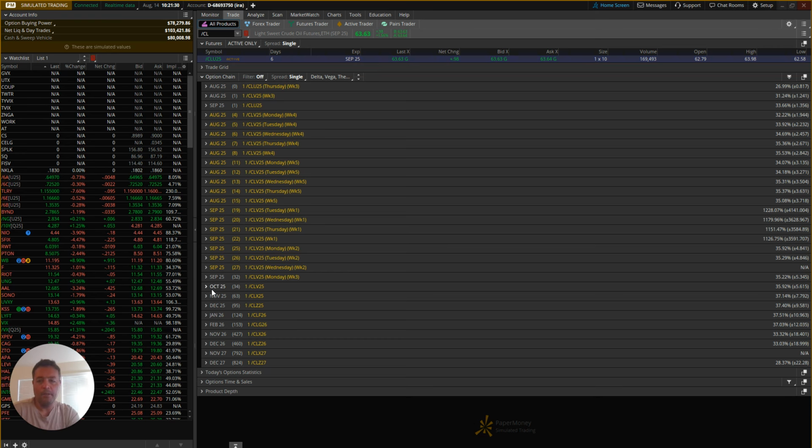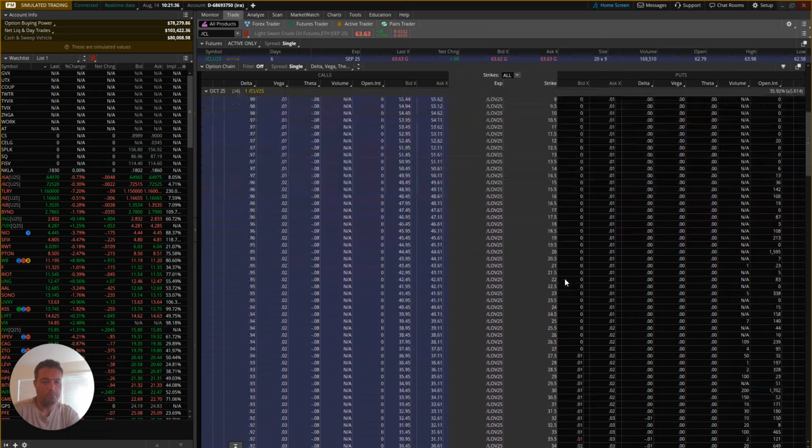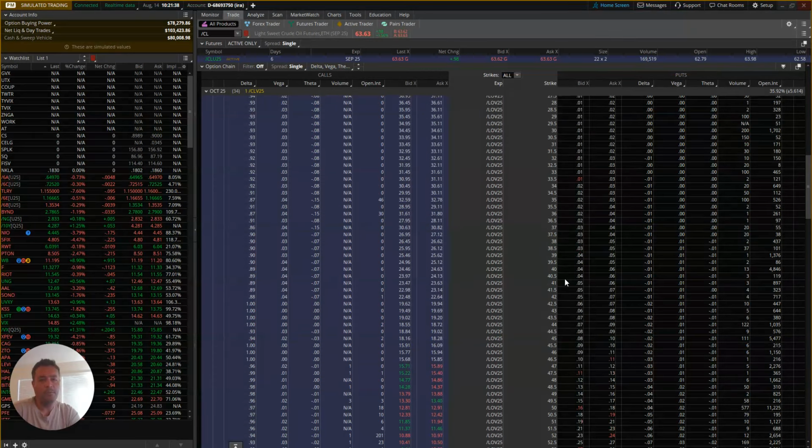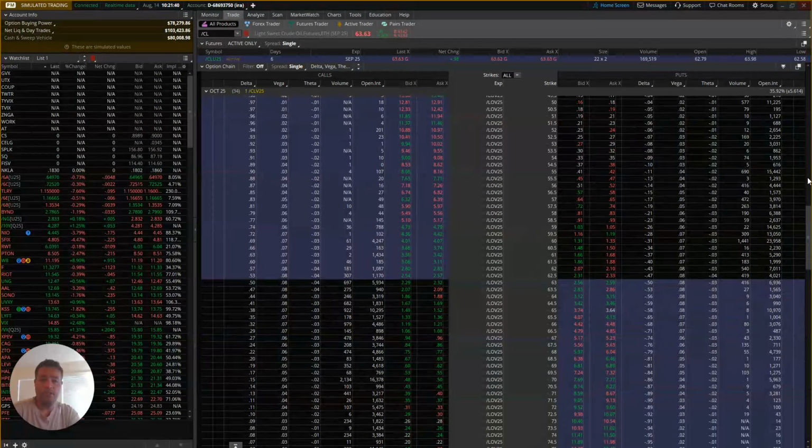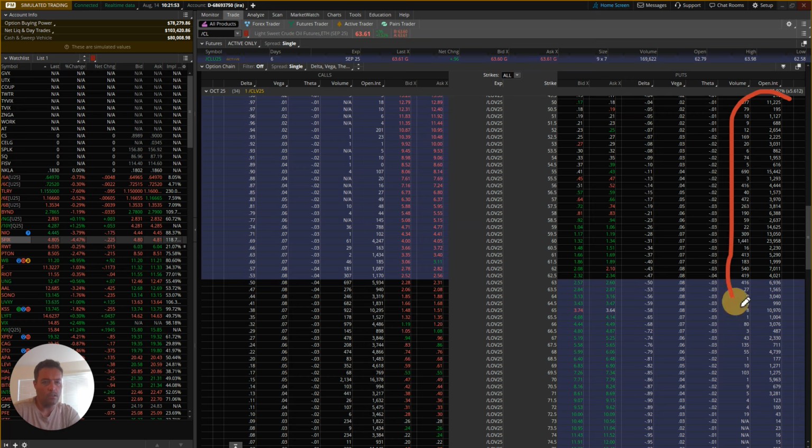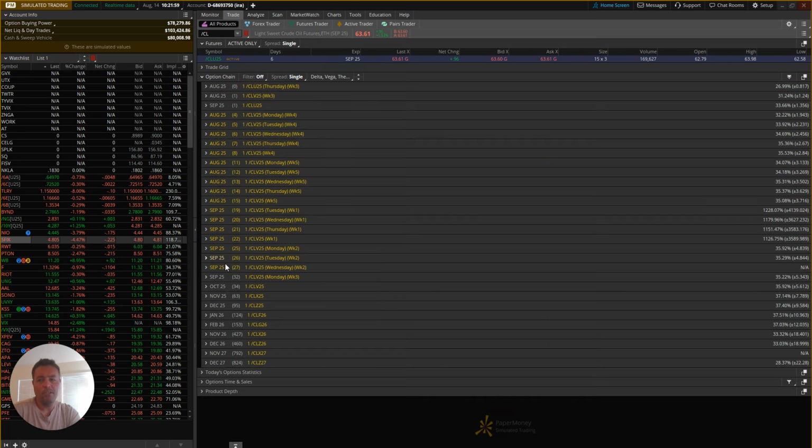Here we have 34 days left in the monthly cycle. Again, I don't trade weeklies because of the low volume and open interest. Here you can see the open interest is in the thousands, right? Look at this here. These two columns are volume and open interest. If you want to take a look at the same thing in the weekly cycle, you will see that it is not that good.